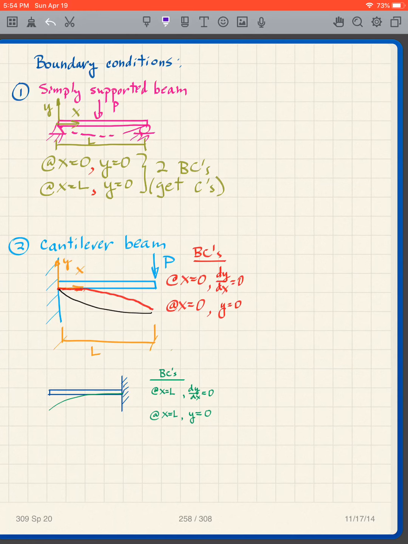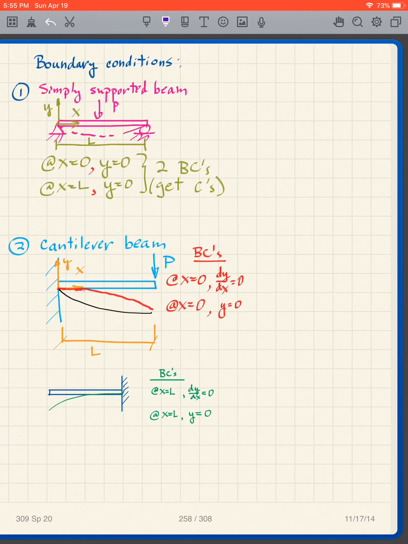Once we recognize that this is the shape, what do we learn? We learn that at x equals 0, dy/dx equals 0. So in other words, the slope of the line right there is 0. It's straight out from the wall. The other is that at x equals 0, y equals 0. So again, there's no deflection at the wall. We're going to use these two boundary conditions to solve the cantilever beam.